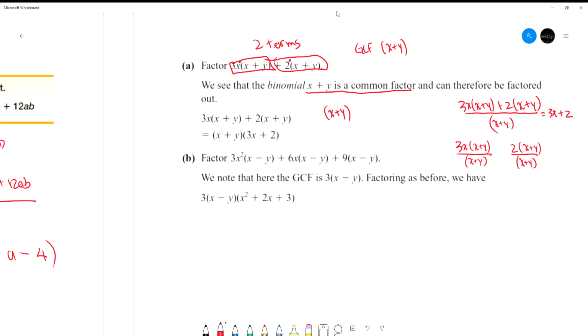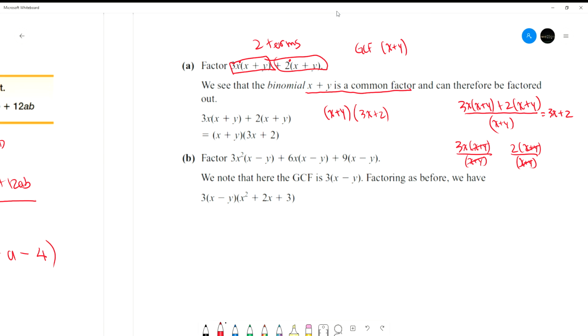Right? So doesn't this cancel out and you get 3x? This cancels out and you get 3x plus 2, right? So that's why the GCF times parentheses 3x plus 2 would be the final answer. Okay, hopefully that makes sense.